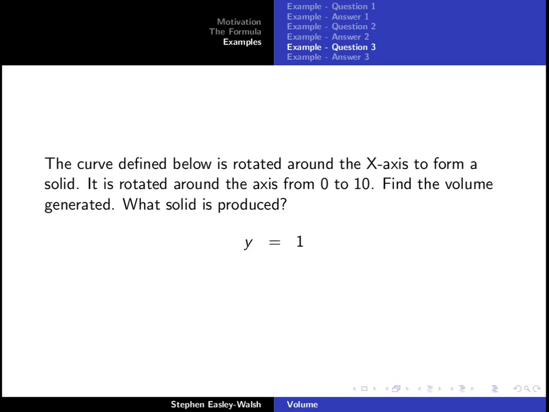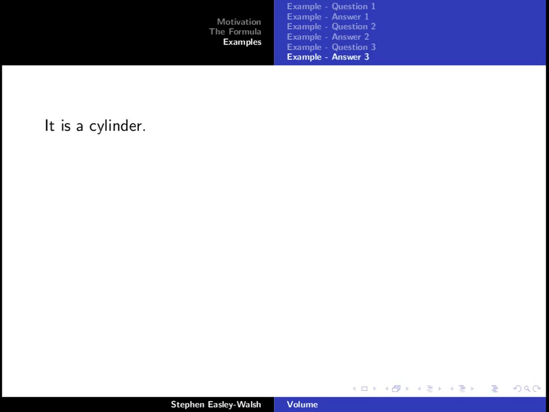The curve y equals 1 is a horizontal line. When this is rotated around the x-axis, it produces a cylinder. The formula for volume is the antiderivative of f(x) squared. In this case, the function is just 1, and 1 squared is 1. The antiderivative of 1 is x. We put in the limits 10 and 0, and we find the answer to be 10 pi.